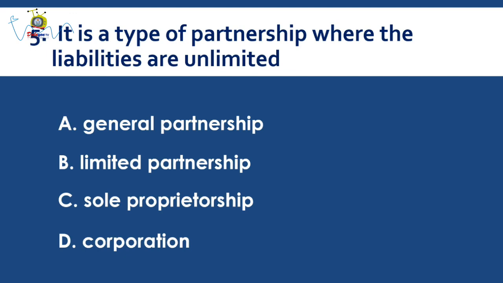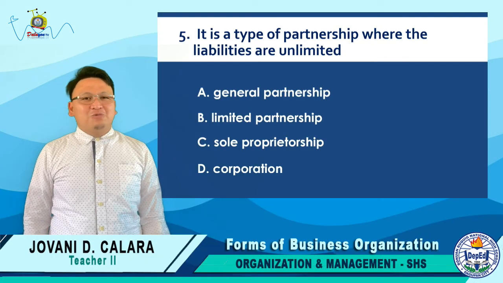Question number 5. It is a type of partnership where the liabilities are unlimited. Letter A, general partnership. Letter B, limited partnership. Letter C, sole proprietorship. Or letter D, corporation. Answer, general partnership. Great work!